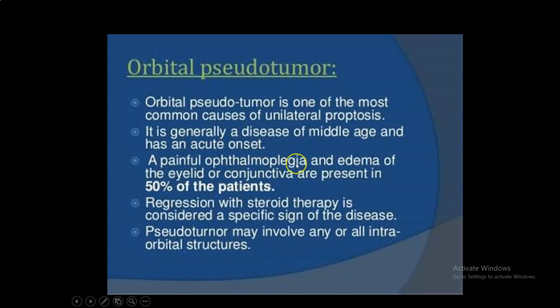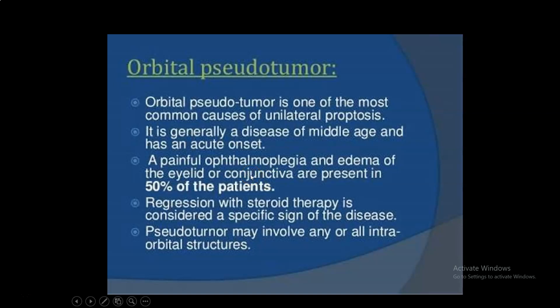You get edema of the lids, edema of the conjunctiva in 50% of the patients. The other 50%, it is a more indolent course. This is a less aggressive course. You can get gradual progressive proptosis. So it can be acute or chronic.